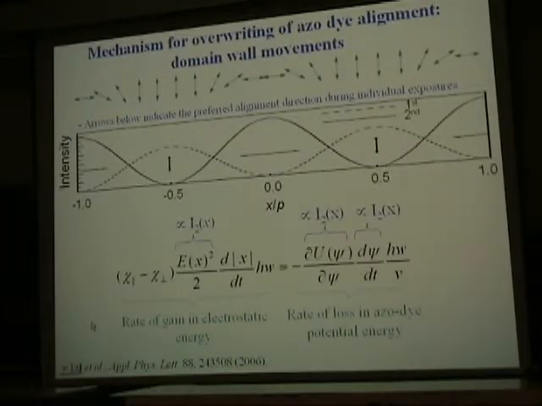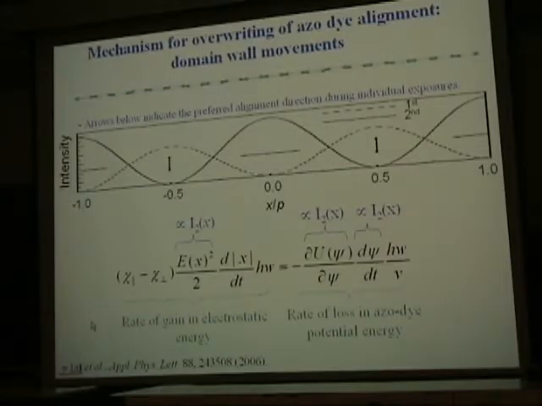Now, in the second exposure, the preferred azo-dye alignment is along X, so we would expect the domain wall to move in such a way to expand the region with X alignment, like you see in this animation. And with that, the potential energy of the azo-dye should decrease with time. Assuming conservation of energy, all that energy should go into polarizing the charges inside the azo-dye. So using this idea, one can derive this equation.